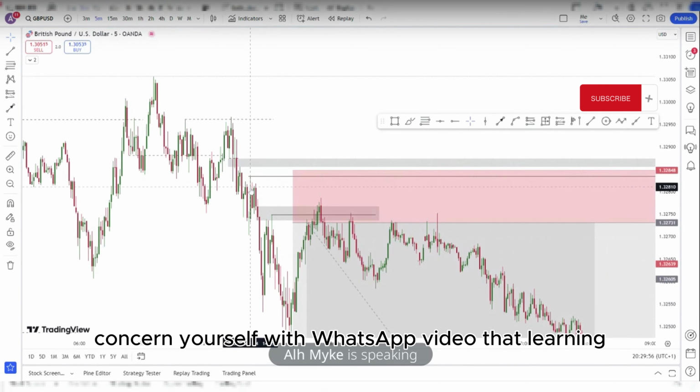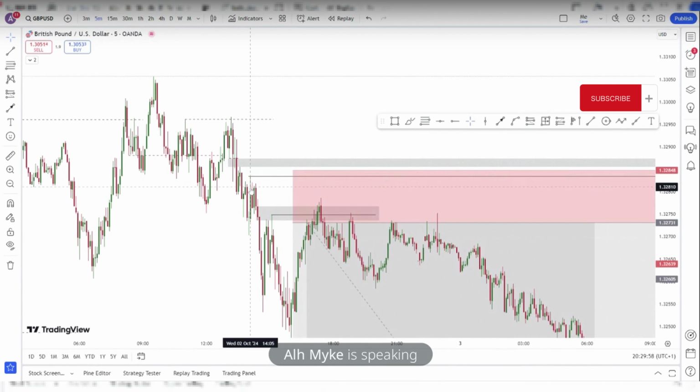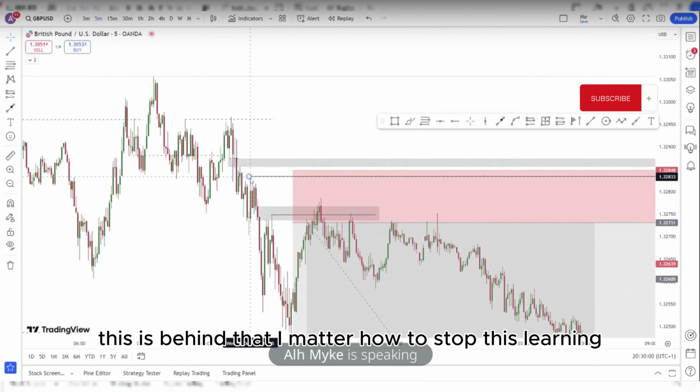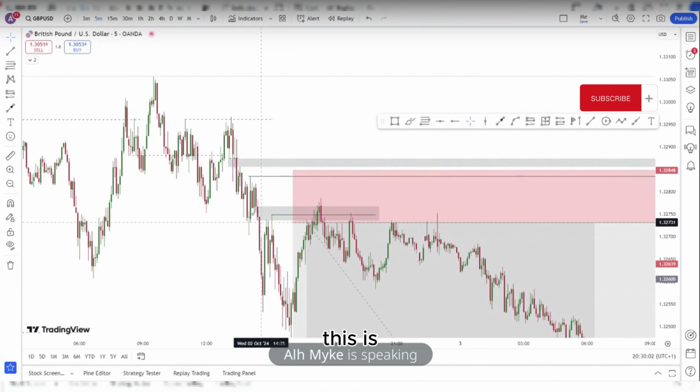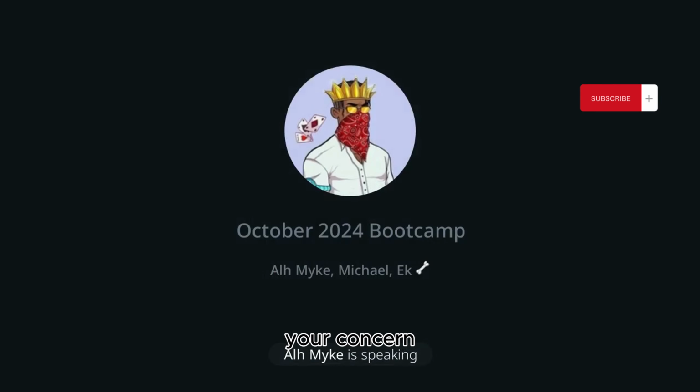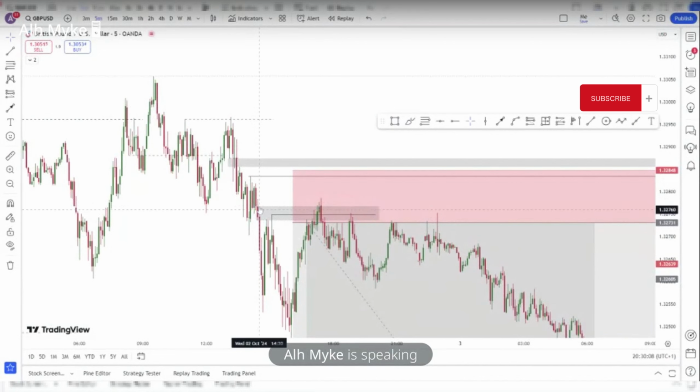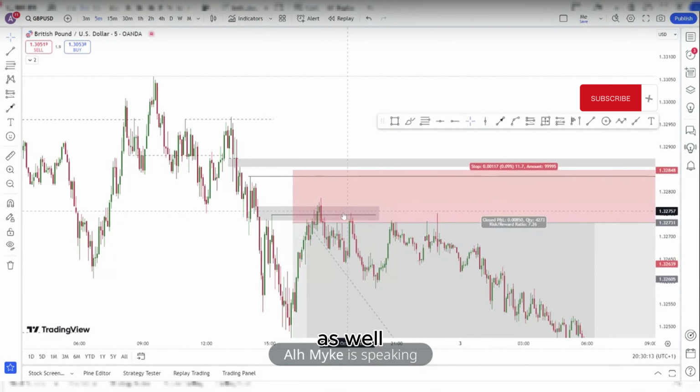Concern yourself with what is happening below that level. Now, this is the high that I marked as a stop loss level. This is where we concern ourselves: this fair value gap here. This is the inefficiency we want, the inefficiency we are looking for, the inefficiency we take our trade from.